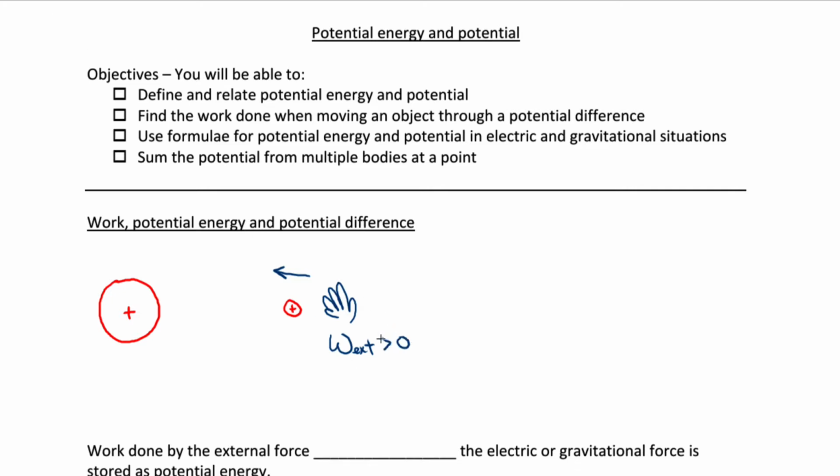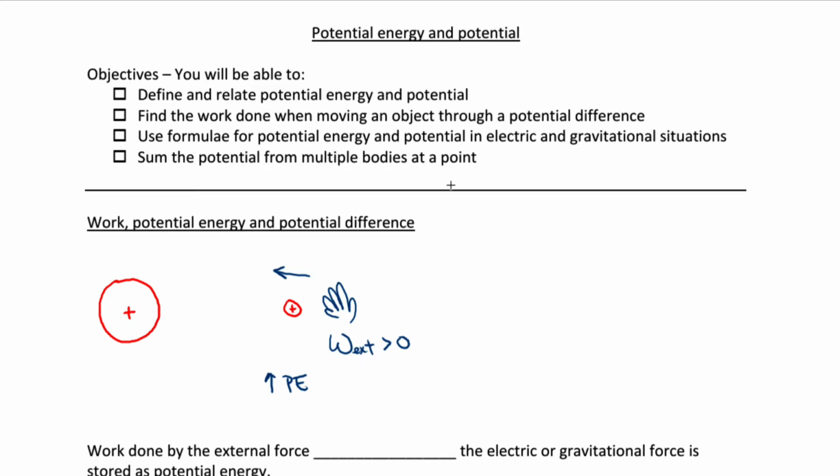Also remember, when I do work on something, I change the energy of the system. Now if I'm moving this at constant velocity, the kinetic energy is not increasing with the work that I'm putting in, so the potential energy is. I'm increasing the potential energy, here specifically the electric potential energy, and if I do 10 joules of work, then the electric potential energy is going up by 10 joules, etc.